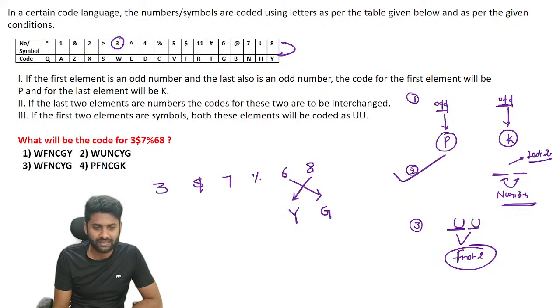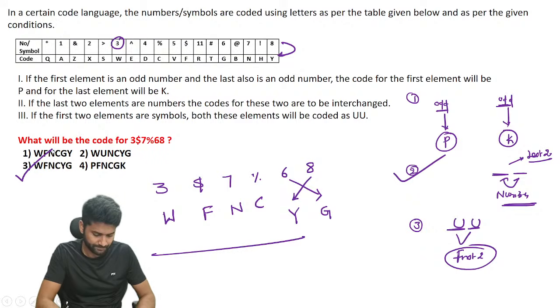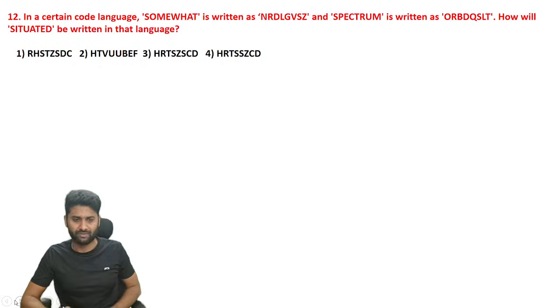Now let's check with the 3 here. The code of 3 is W and the code of the first symbol is F. The code of 7 is N, and the code of the percentage symbol is C. Now the answer is WFNCYG. 3 is the correct answer. Clear? I hope you understand the conditions. If there is no condition, you can directly take the codes from element to element.